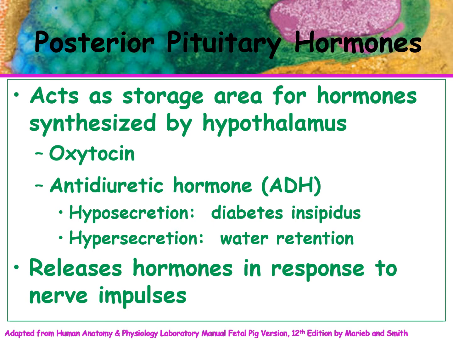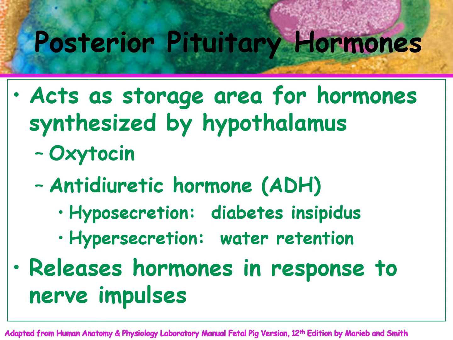The posterior pituitary acts as a storage area for hormones that are produced by the hypothalamus. The two hormones that are stored in the posterior pituitary are oxytocin and antidiuretic hormone. Oxytocin works directly on the smooth muscle of the uterus and causes uterine contraction by a positive feedback mechanism. Antidiuretic hormone works on the kidney and it enables us to retain water.